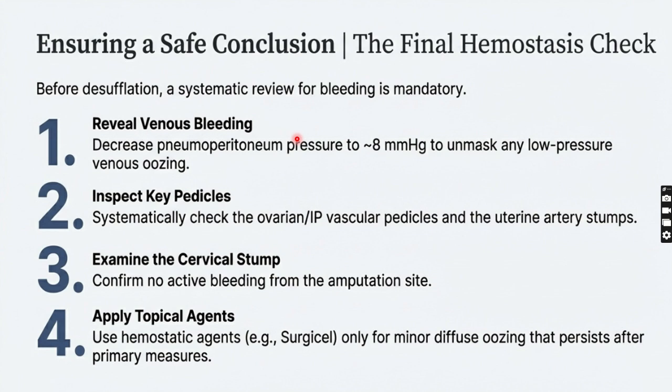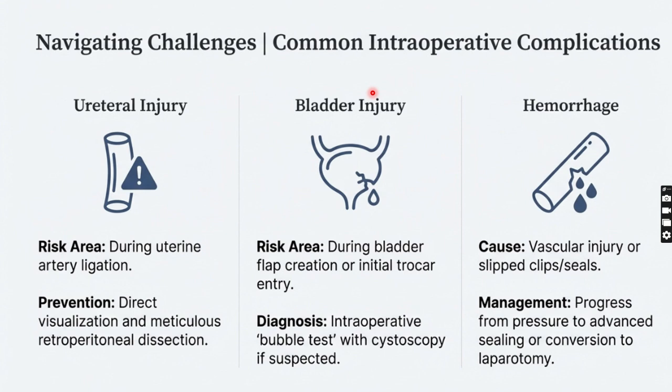A final check is mandatory, so we should decrease the pneumoperitoneum pressure to 8 millimeters of mercury to reveal venous bleeding, systematically inspect the sealed pedicles, and confirm no active bleeding from the cervical stump. There are common complications during laparoscopic subtotal hysterectomy, like injury to the ureter during the artery ligation, bladder injury during the flap creation, and hemorrhage from any blood vessel. And we should know that we could convert to open laparotomy due to any of these complications.